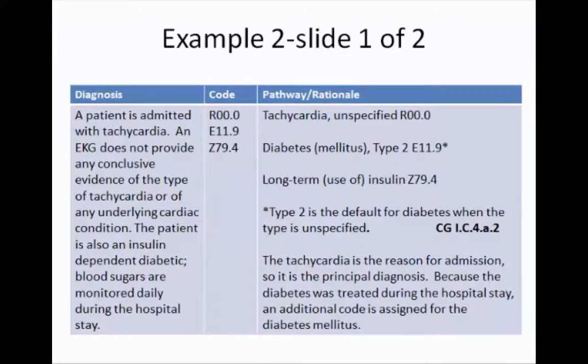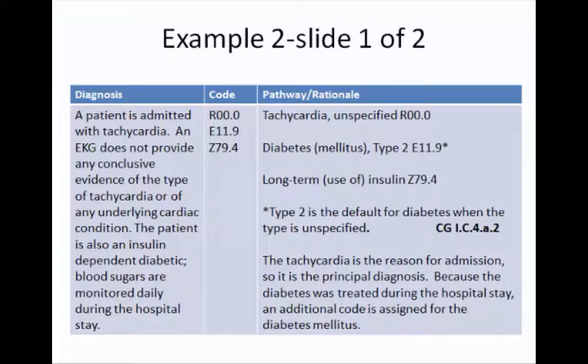In our next example, the patient is admitted with tachycardia. An EKG does not provide any conclusive evidence of the type of tachycardia or what's causing it. The patient is also an insulin-dependent diabetic, and the blood sugars are monitored daily. Why do they tell us that? Because in order for a condition to qualify as a secondary diagnosis, we have to know that it was dealt with in the course of the patient's hospitalization. So they're telling us, yes, her blood sugars were monitored daily.